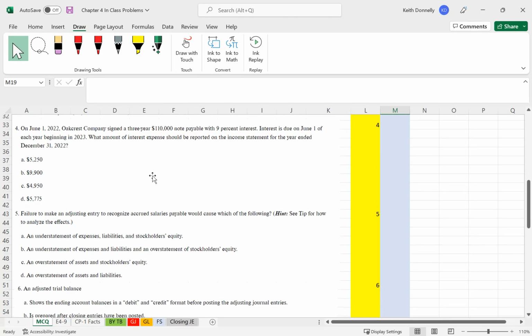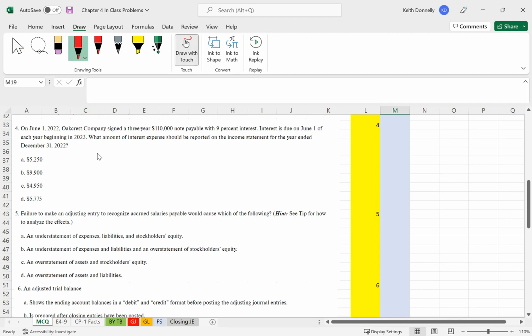Okay, let's look at 4. It says on June 1st, we had a company sign a 3-year, $110,000 note payable with a 9% rate. Looks like interest is due on June 1st of each year, beginning 2023. What amount of interest expense should be reported on the income statement at the end of the year?